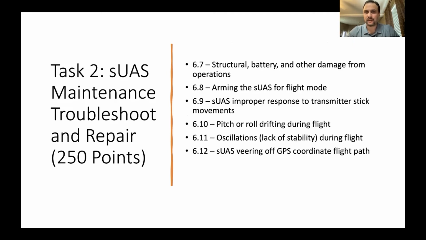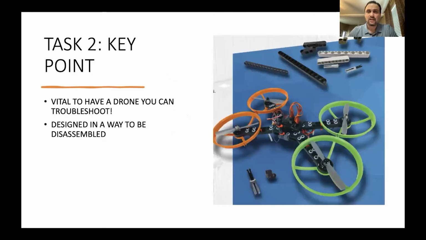And there's more here. The structural system, the battery, getting it ready for flight. Is it pitching or rolling during flight as opposed to just standing still? Is it veering off to one side or the other? There is a variety of things here that the students have to know about the drone in order to maintain it. So the key point from task number 2 is this. Once again, task number 2 is 250 points.